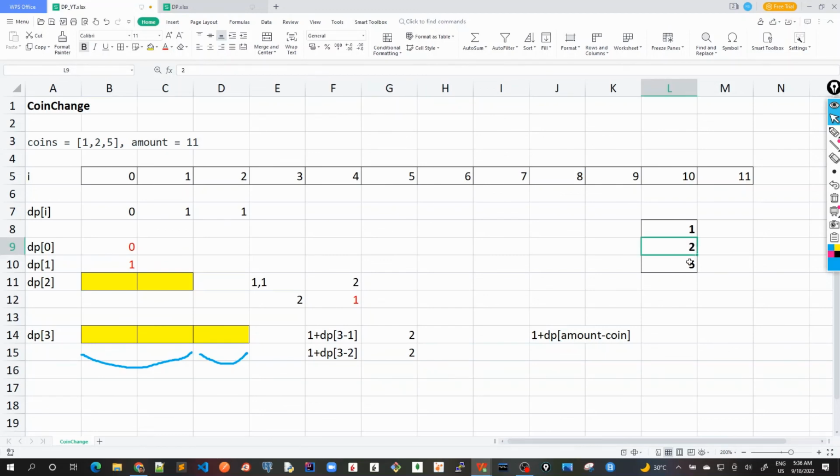And when we go to the next coin, 5 is more than 3. So if I do 3 minus 5, it would be negative, so we can't take 5. So the only possible coins that we can take for creating the amount of 3 are only 1 and 2. And then we see what the minimum of them is. We can choose either of them because both are the same. So this is our solution for DP3.